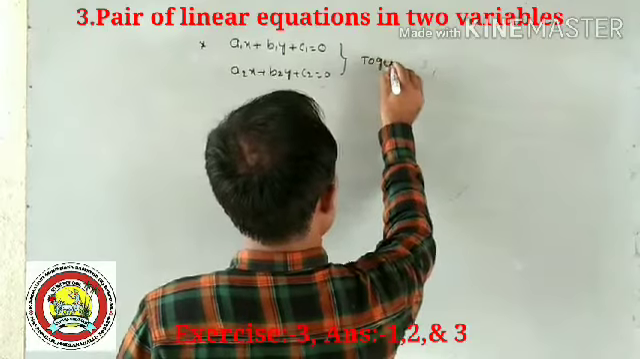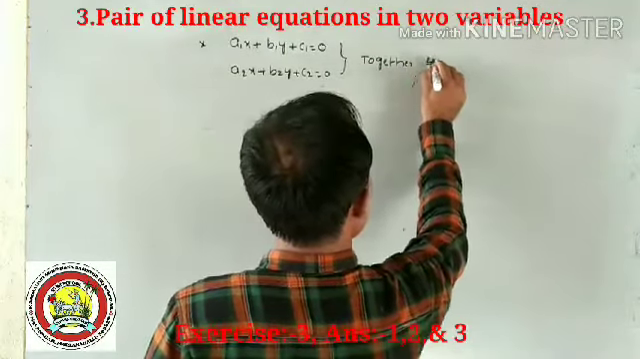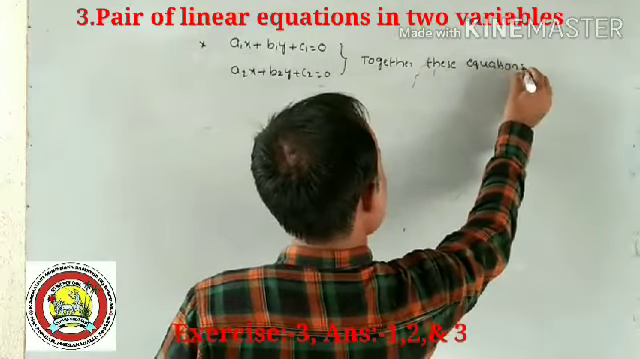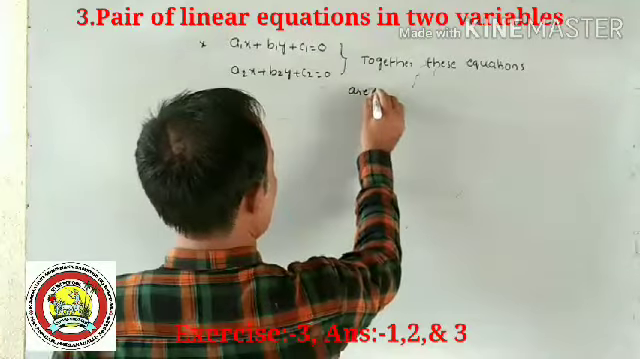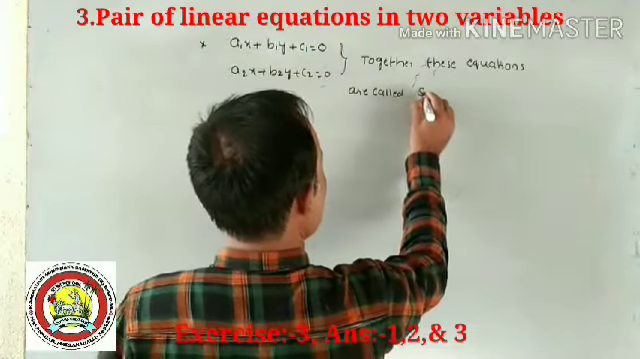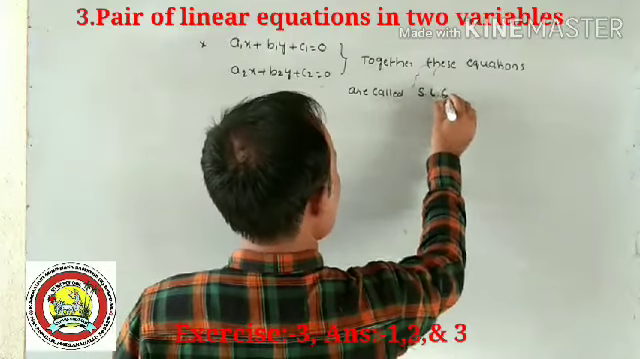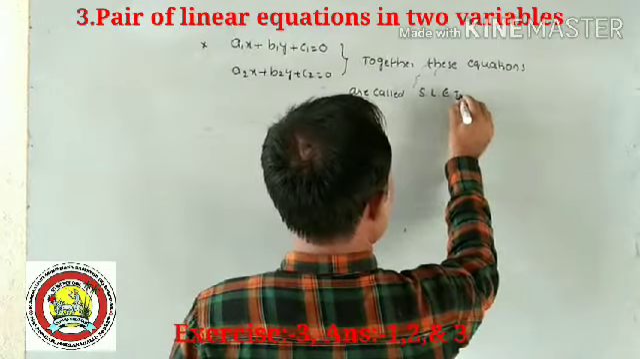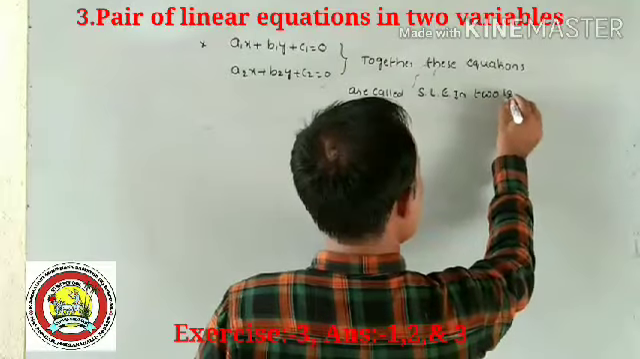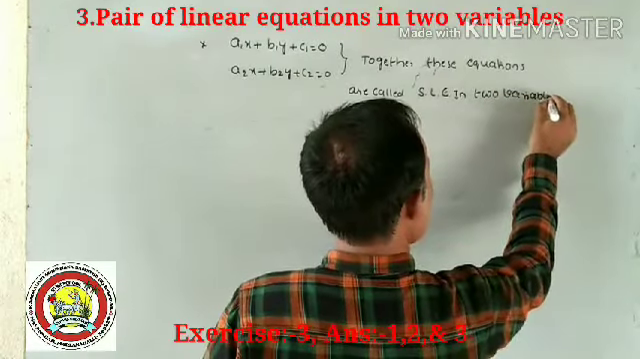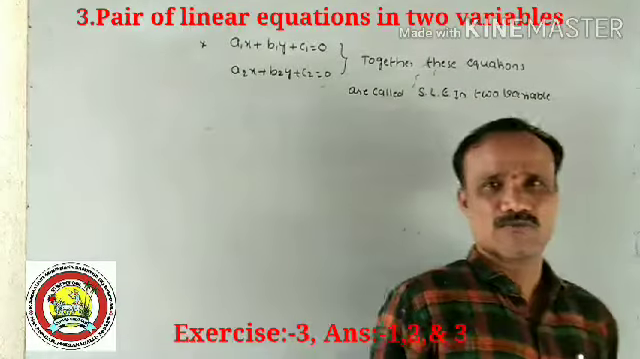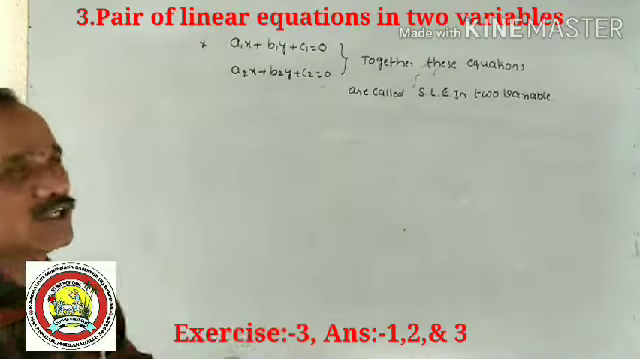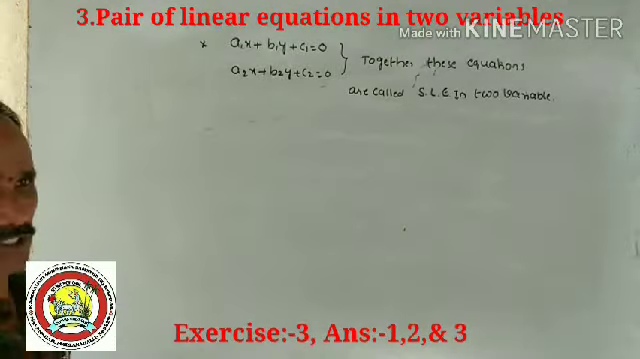Together these equations are called simultaneous linear equations in two variables. In examination, maybe they will ask one more question: write the standard form of a pair of simultaneous linear equations in two variables. You have to write these two equations.